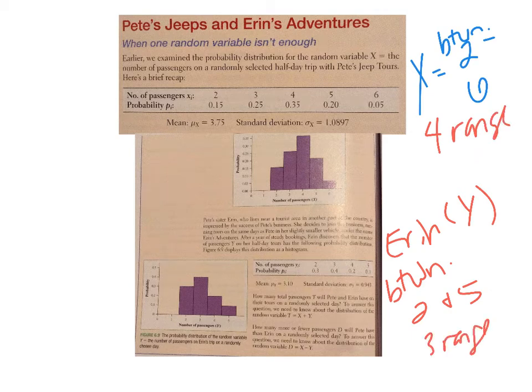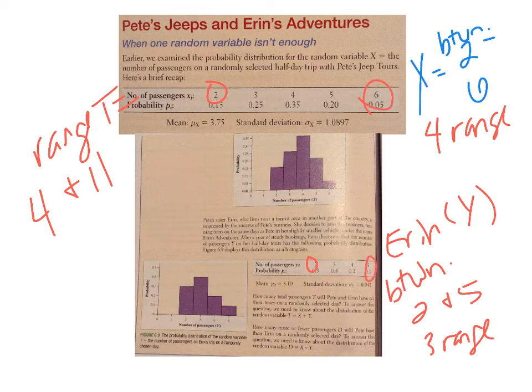So my range of T, my total number of passengers, is going to be between 4 and 11. For T, I'm going to have 4 because that's the minimum, where they each have 2 passengers. And then I'm going to have 11, because Pete can have 6 and Erin can have 5. So my range here is going to be equal to 7.